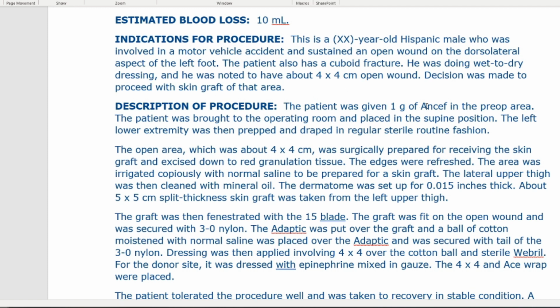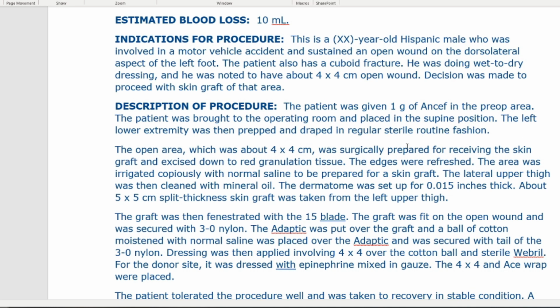Patient was given a gram of Ancef in the pre-op area. Patient was brought to the operating room, placed in the supine position. Left lower extremity was then prepped and draped in the regular sterile routine fashion. The open area, which was about 4 by 4 centimeters, was surgically prepared for receiving the skin graft.